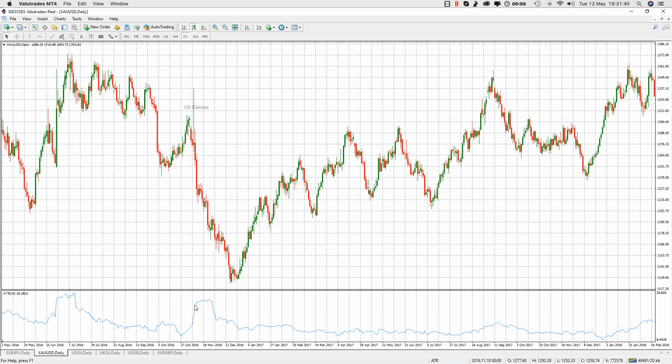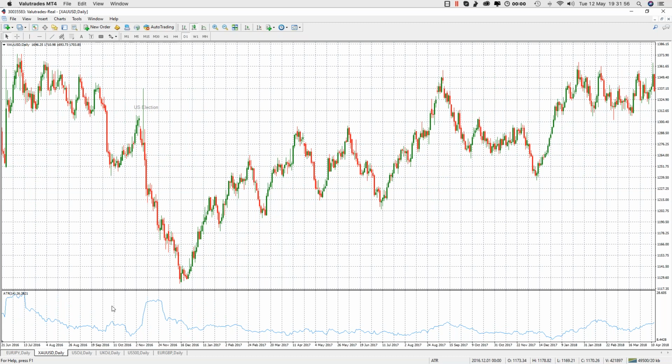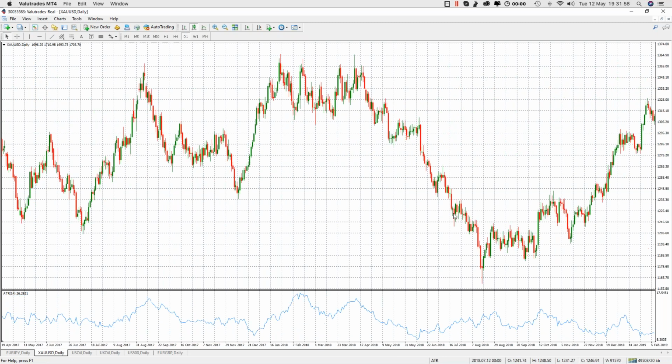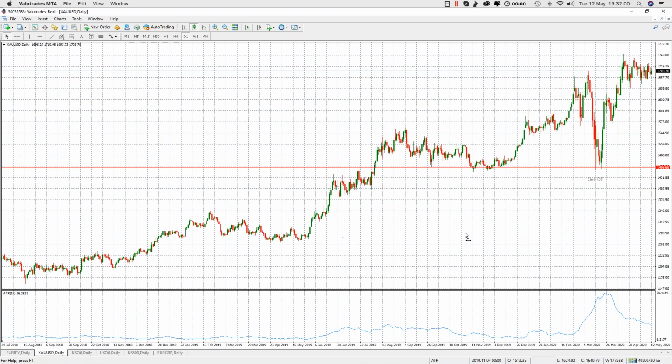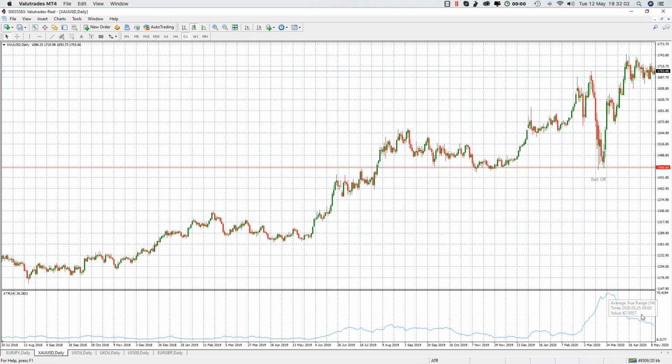Okay, keep in mind that the average true range is a 14-day reading. So if something happens like a big spike, it takes 14 days before it calms down. So very quickly, we've looked at gold, and we can see that we had a big spike in average true range, and now it's coming back to something that's fairly normal.